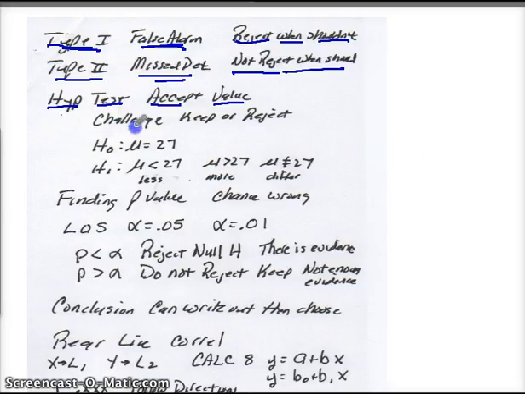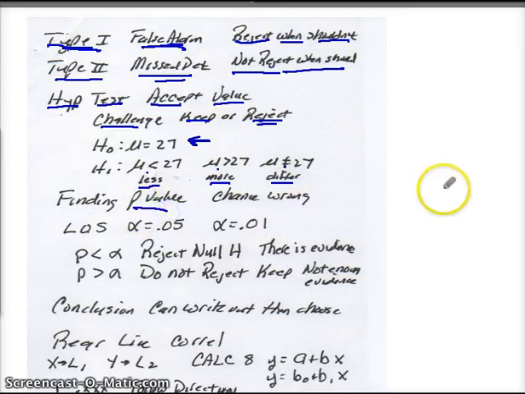What you're trying to do is you're trying to challenge, okay? You're either going to keep it or reject it. You only reject it when you have a lot of evidence. Remember, this is an example of your null hypothesis. This is less than, greater than, and differ. These are the words you're looking for: less, more, differ, something along that line in the problem.